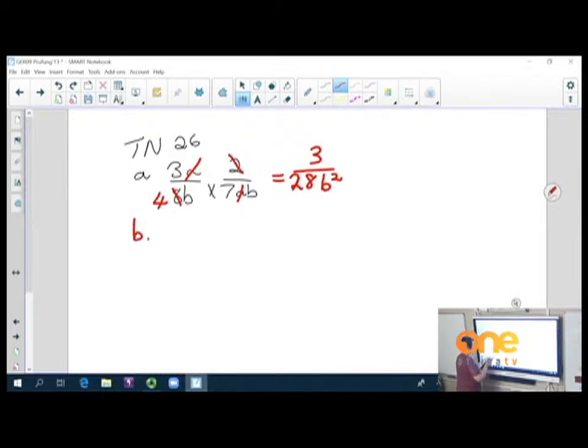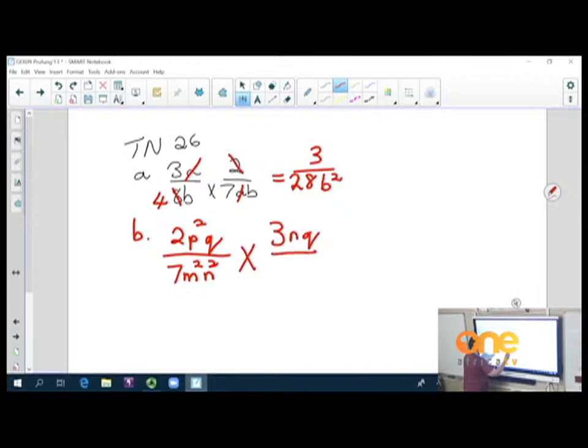Number B, 2p squared q over 7m squared n squared, and I have to multiply that with 3nq over negative 8b squared. So we're looking for first numbers to cancel out. Now here the 2 can divide into the 8 4 times. This b squared and this b squared will cancel out.